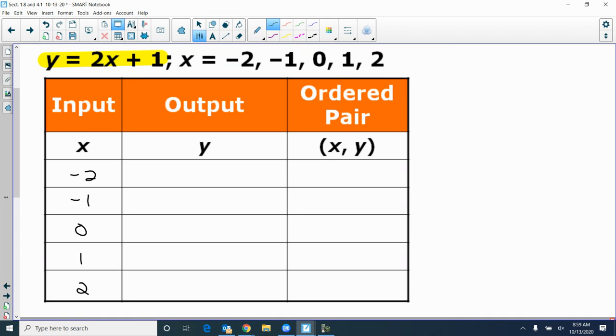Now for these first few, I'm going to go through the steps. So y is 2 times -2 plus 1. And then what does that end up equaling? Okay, I'm going to go through this so I have it written down. He says -3. So I'm going to put -3 here, and now that gives me the ordered pair -2, -3. So this is what we want to end up with. All right, now for each one, I'm going to plug in -1 where the x value is.